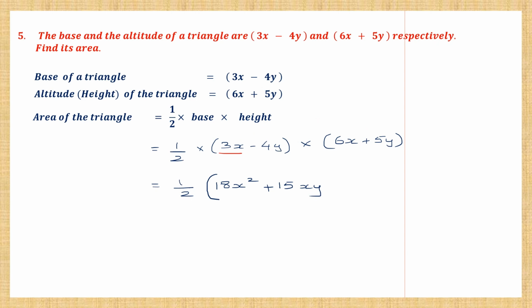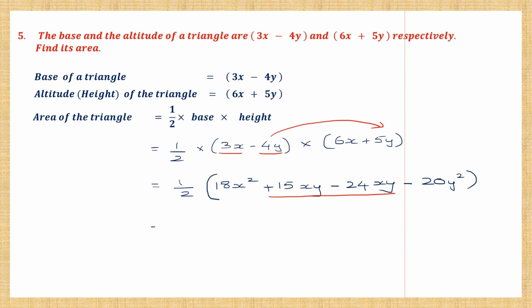Now we take the next one, that is minus 4y, and we multiply it with 6x. So the sign is minus, the numbers 4 6s are 24. Y into x is yx or xy. Then we have to multiply minus 4y into plus 5y. The sign is minus, 4 5s are 20, y into y is y square. So here again, let's look and see. Here we have x square, here we have xy and one more xy. So these are two like terms that we need to work on.